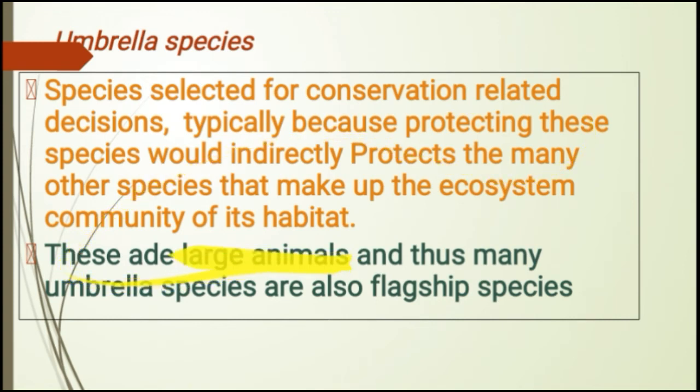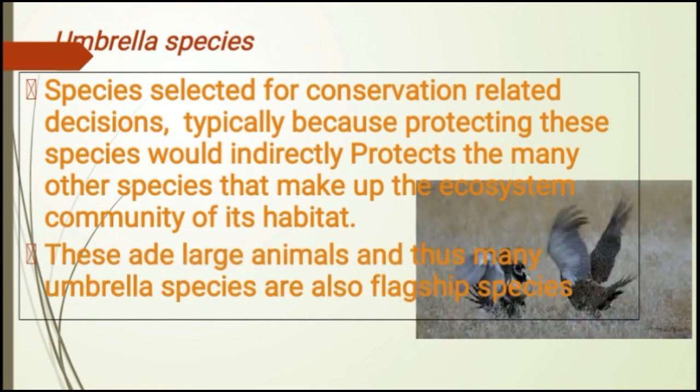So these are very large animals, and many umbrella species are also flagship species, like Bengal tiger or African lion. So some flagship species are also umbrella species, but with flagship species you are indirectly conserving the ecosystem or their habitat, but with umbrella species you are indirectly conserving small species. That's the basic difference, as you should know. That's the basic difference, and these are the total basic characteristics of both of them.